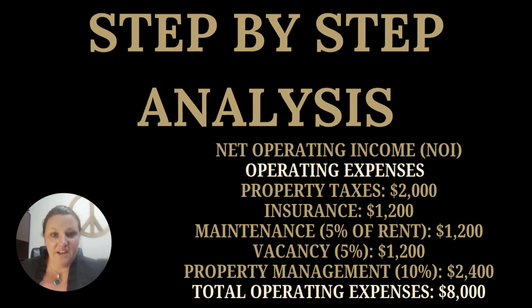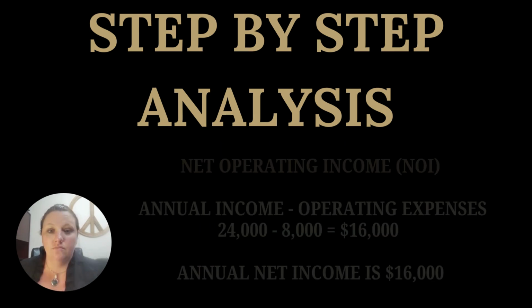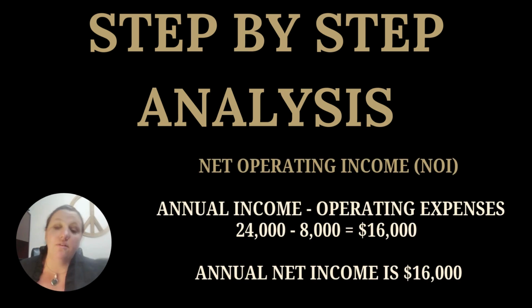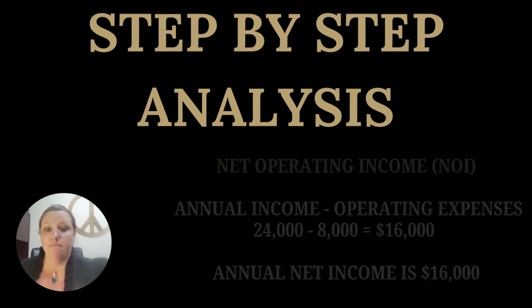Vacancy 5% again, so another $1,200. Property management is typically 10%. That's average, of course, that does vary, so find out what your property management company does. And that's about $2,400. And so your annual operating expenses are going to be about $8,000 a year. So if you take the $2,000 a month, multiply it by 12 months, you get the $24,000 for the year. You subtract the $8,000 of annual operating expenses, and that leaves you with about $16,000 of net income.